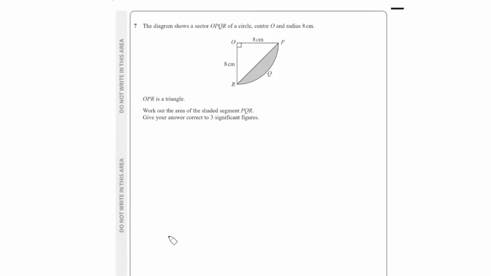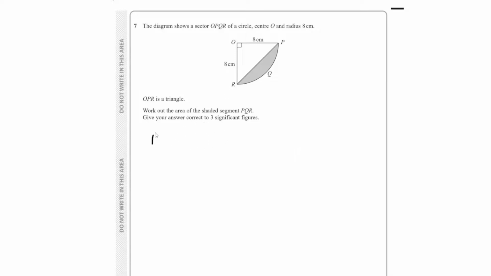Question 7, we've obviously now got some kind of area type question. So the diagram shows a sector OPQR of a circle, center O, and the radius is 8. So OPR is obviously also a triangle. You can see we've got a right angle there. Work out the area of the shaded segment, PQR. So when we want to work out a segment, you always work out the whole sector and then the whole triangle and then just subtract them, right? It's like a cutout situation. So we need those two areas.